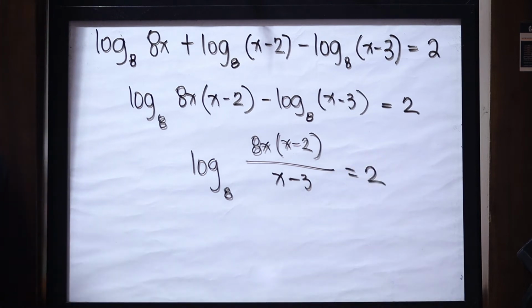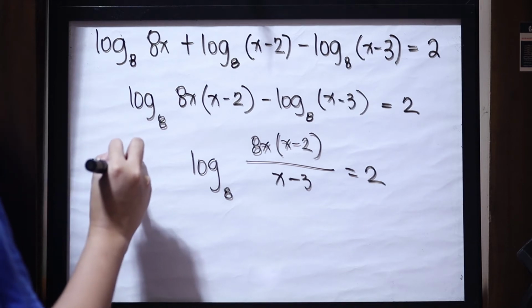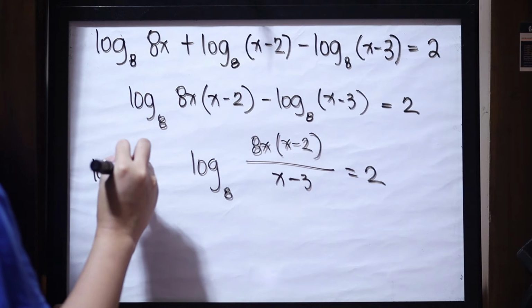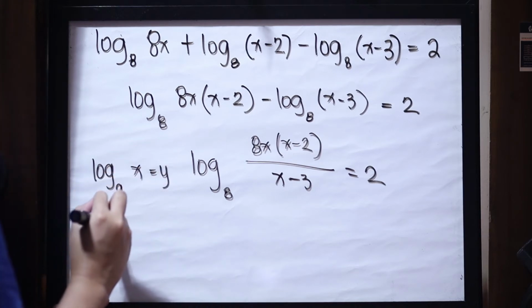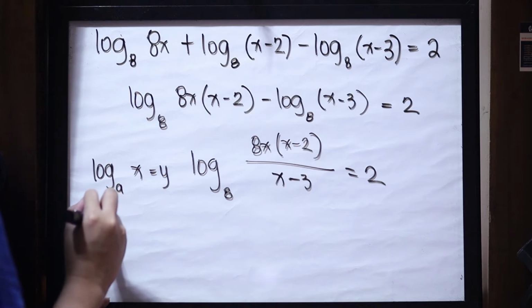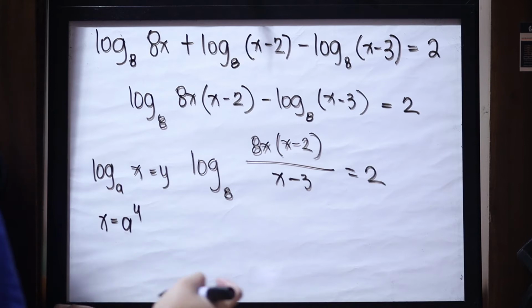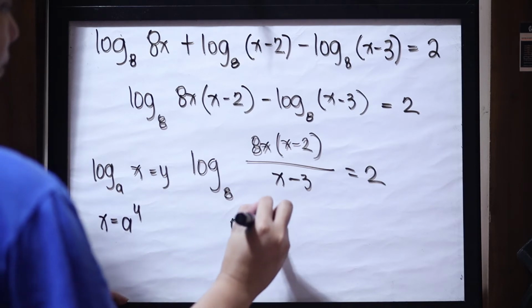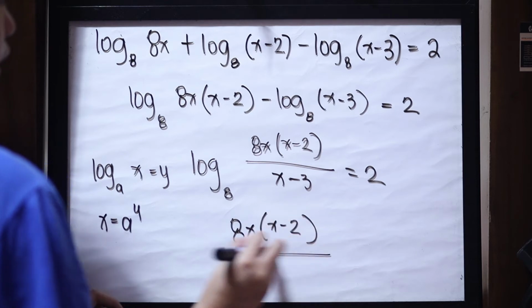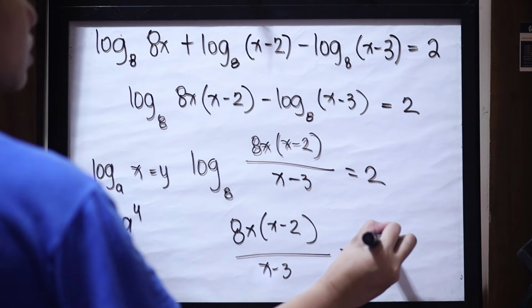O, ayan na, makakapag-solve na po tayo using the property na logarithm of x to the base a is equal to y. Tapos, you write it as x is equal to a raised to y. So, ito, magiging 8x multiplied by x minus 2 all over x minus 3 is equal to 8 squared.